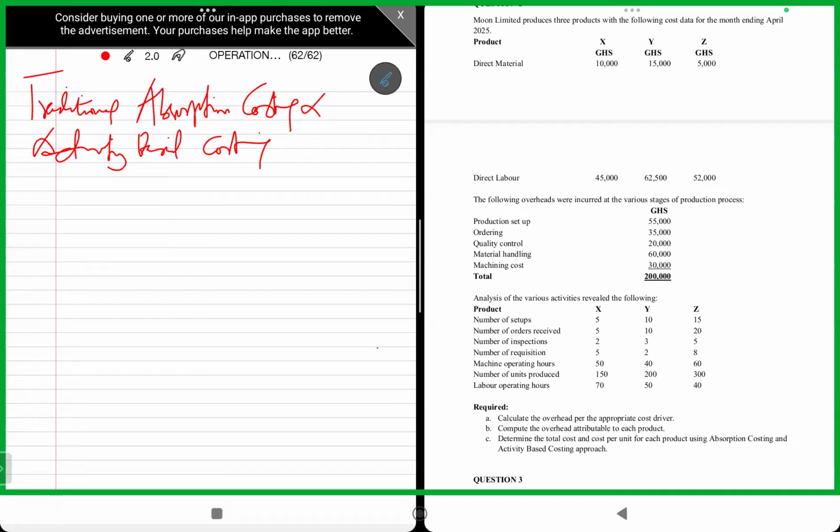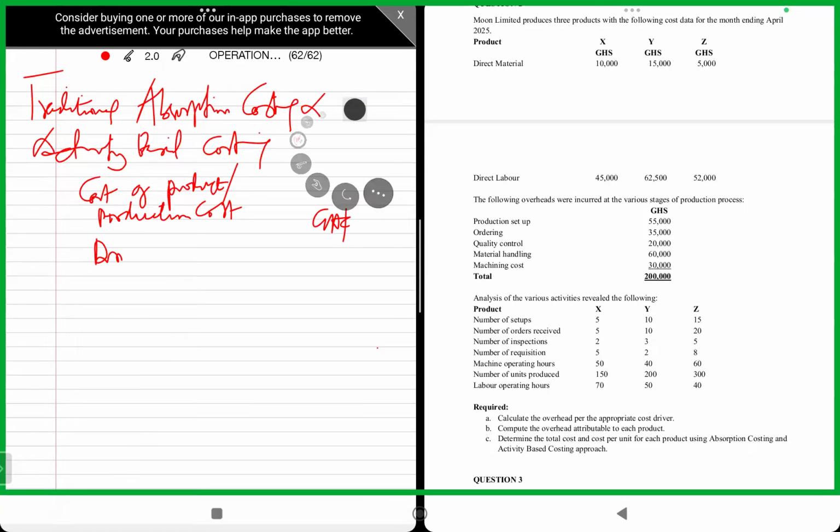Traditional absorption costing says that we are costing a product. So if you want to cost a product, cost of a product. And I've said, when it comes to this management accounting, performance management, cost of a product or production costs or product costs, the main thing is to learn how to cost a product. So we begin with direct materials.